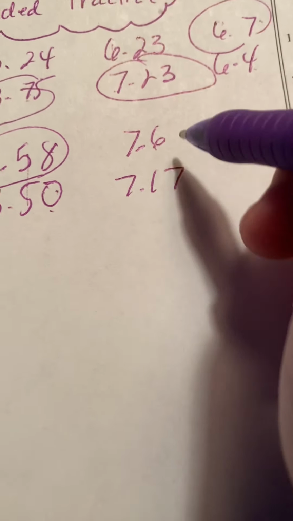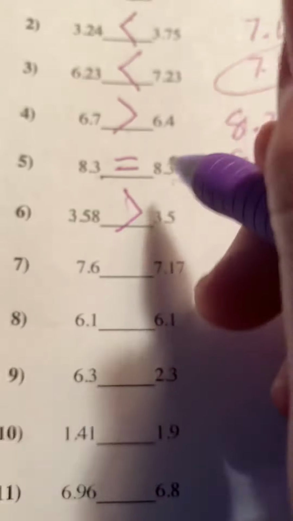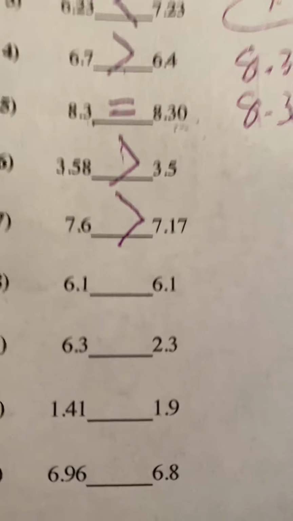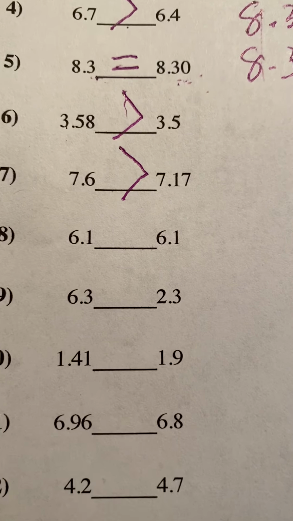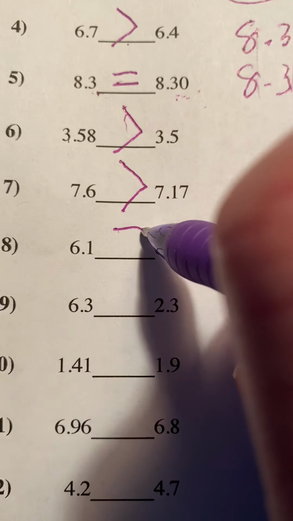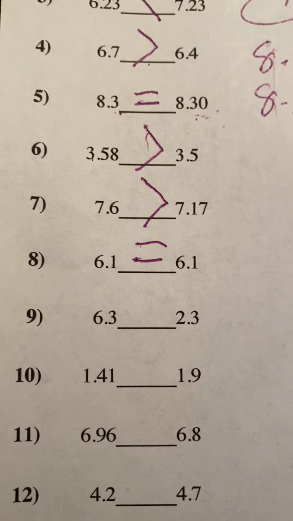All right, next one. I've got 7 and 6/10 and 7 and 17/100. Not the same number of digits. Now look at that. Instantly, do you know 60 is bigger than 17? That little 0 trick and making your numbers even with each other is one of the biggest lifesavers you can do when you're comparing decimals, okay? 6.1 and 6.1. Do we need to even write that one out? Hopefully you see that those are equal, right?